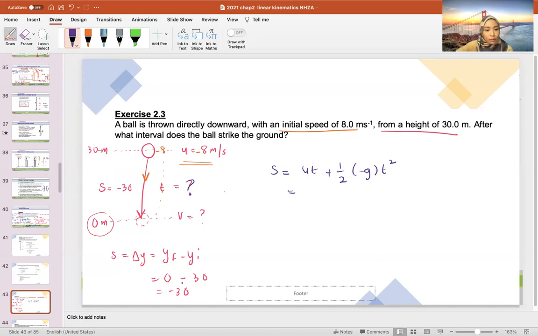So S in this case, we already know it's minus 30. Minus 30 and your U is minus 8. T is unknown, plus 1/2 minus 9.81 and T squared is unknown. Okay, so now I have this equation with T squared and the minus 30. How should I use my calculator to solve for this? I think we already did this. How should I use my calculator? Does anyone remember? Or maybe I didn't teach your class? Did we use it? No? Is that so?